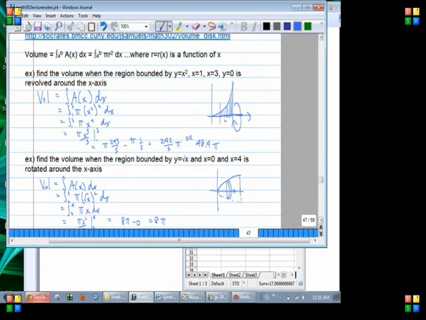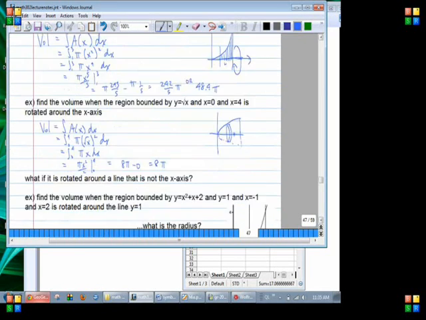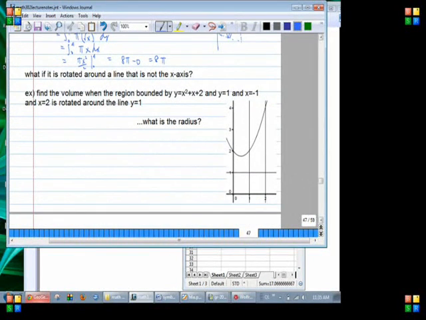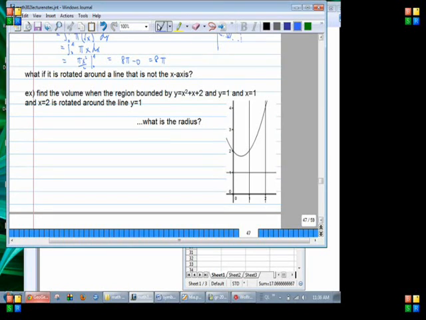So we're going to look at one twist on this. What if we rotate this around a line that is not the x-axis? So I've drawn a nice little graph of this problem, which is find the volume when the region bounded by y equals x squared plus x plus 2, and y equals 1, and x equals 1 and x equals 2, is rotated around the line y equals 1.